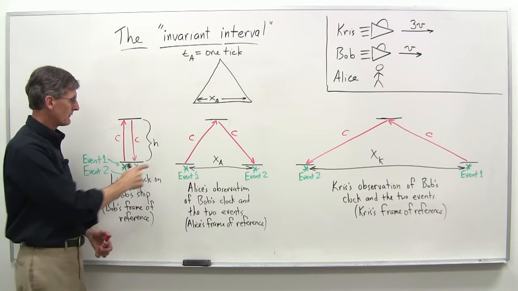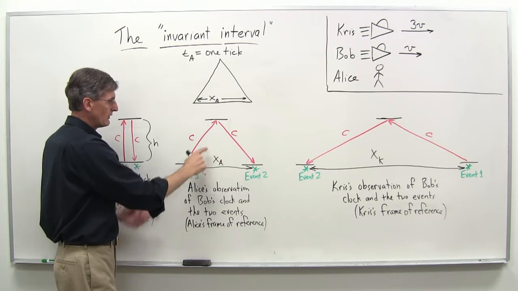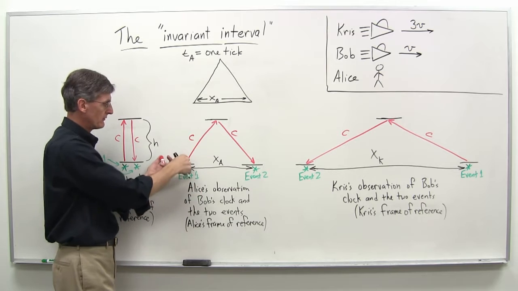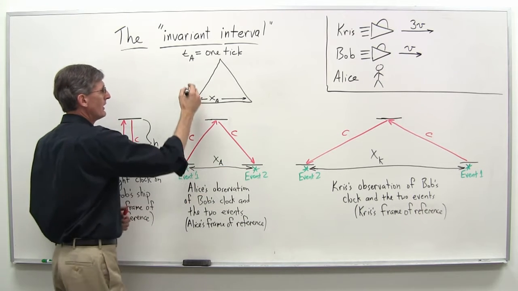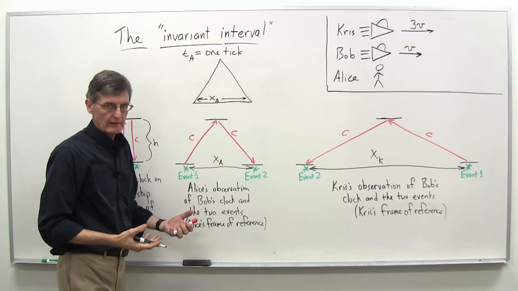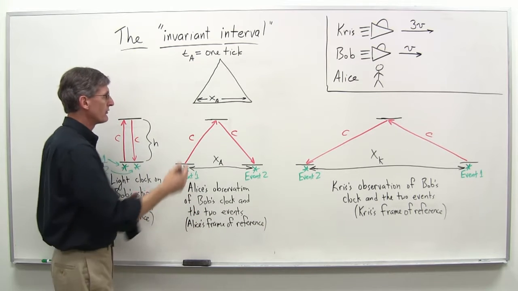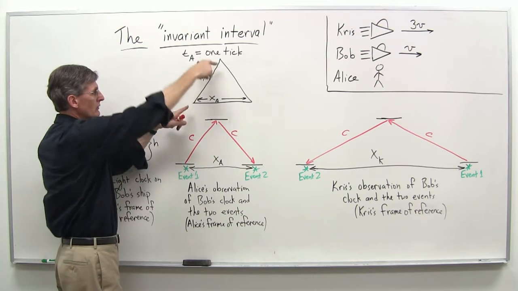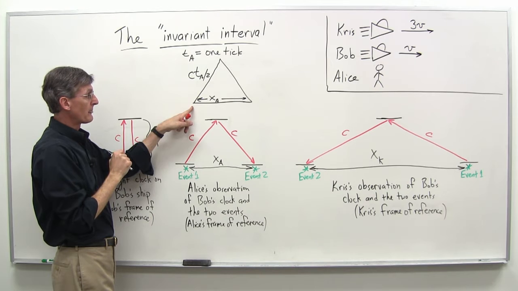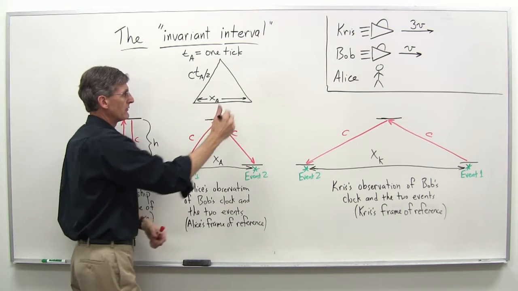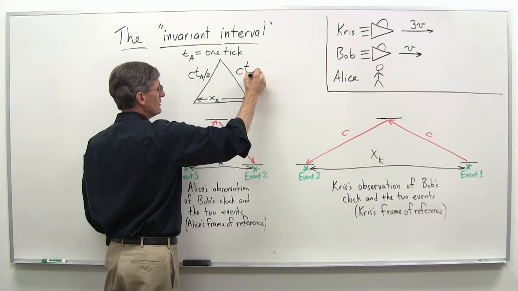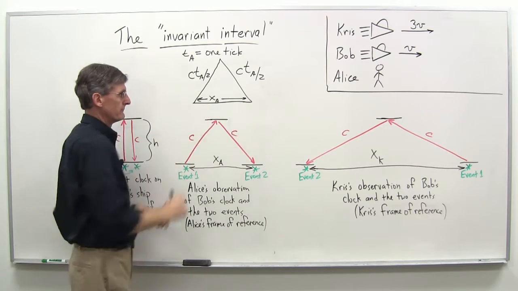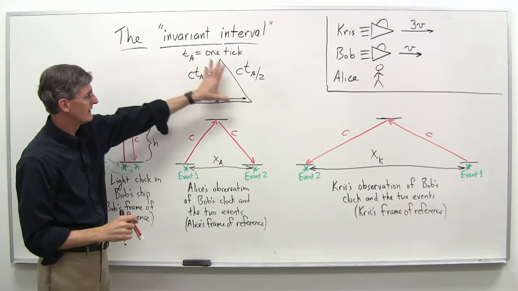Well, what is that one tick? It's up here and then back down again. What is this distance? It's the speed of light times half a tick. Because this is half a tick here and this is a full tick, we can say velocity times time is distance. So this distance here is c t sub a divided by 2, that leg of our triangle. And by symmetry, this other leg is the same thing, c t sub a over 2. And then this here is x sub a. So now we've defined the three sides of this triangle.